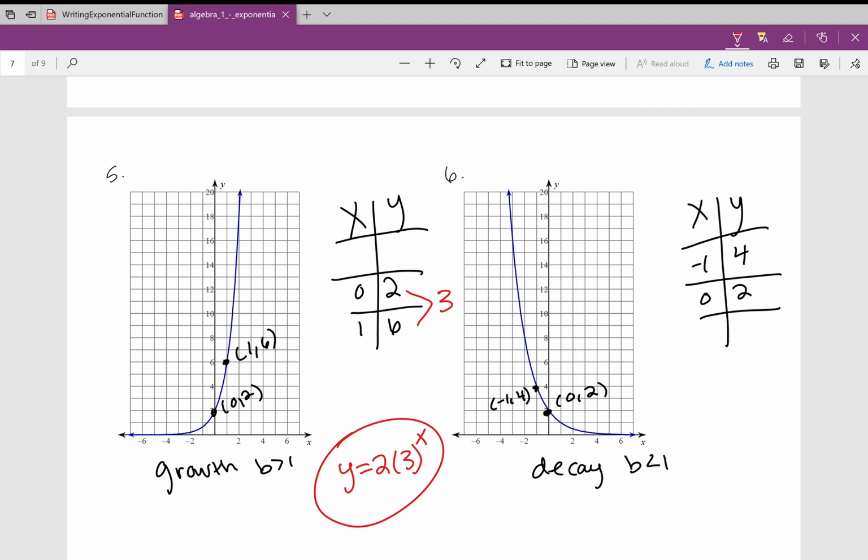And then you should have seen that your growth rate right here is 1/2 because 4 divided by 2 gives you 2. And the same thing as dividing by 2 is multiplying by 1/2. So your answer should have been y is equal to 2, parentheses 1/2 to the power of x. You know this is correct because your b, which is 1/2, is less than 1, and then you found your y-intercept and you put it in front.